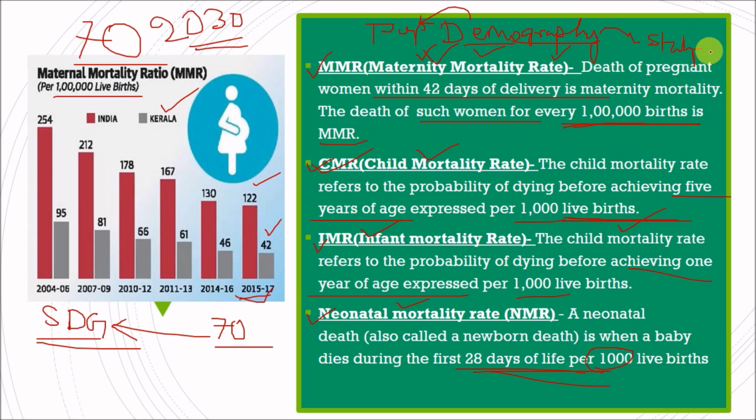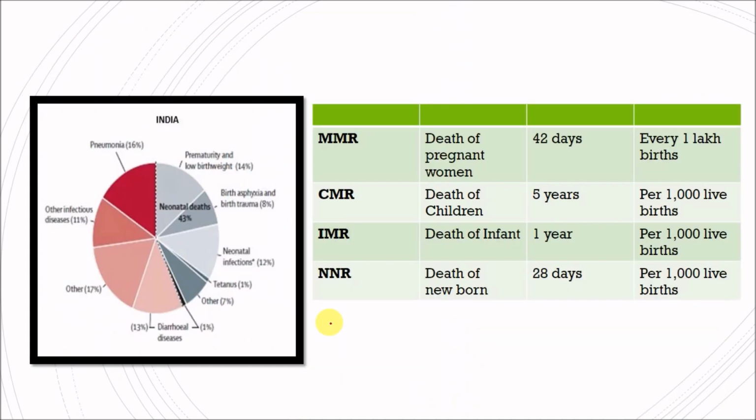Demography is the study of the population. Similarly, demographic transition means how the population is varying. So I hope you have understood MMR, CMR, IMR and neonatal mortality, and I think you won't be able to forget the definitions also.